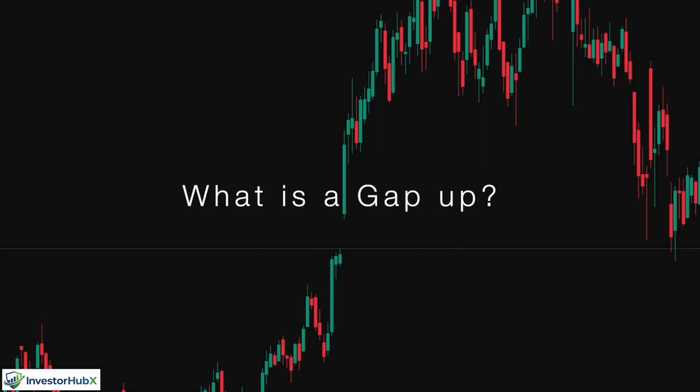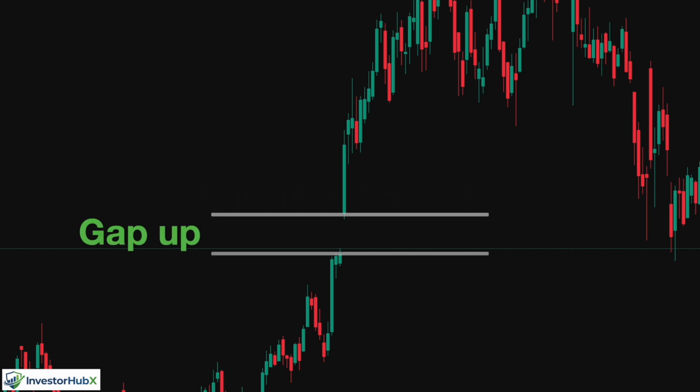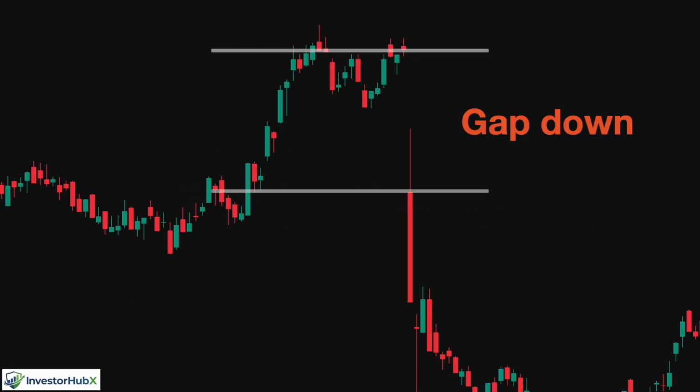So what is a gap up? A gap up is one of the simplest concepts in trading, but it tells you something powerful about the market. A gap up happens when the market opens higher than the previous day's close, so instead of price moving smoothly, it jumps to a higher level. What is a gap down? A gap down is the opposite of a gap up. It happens when the market opens lower than the previous day's close. Instead of moving gradually down, price jumps straight to a lower level.